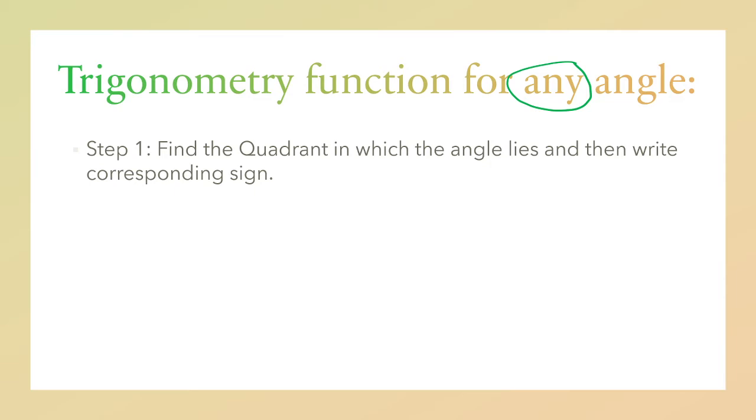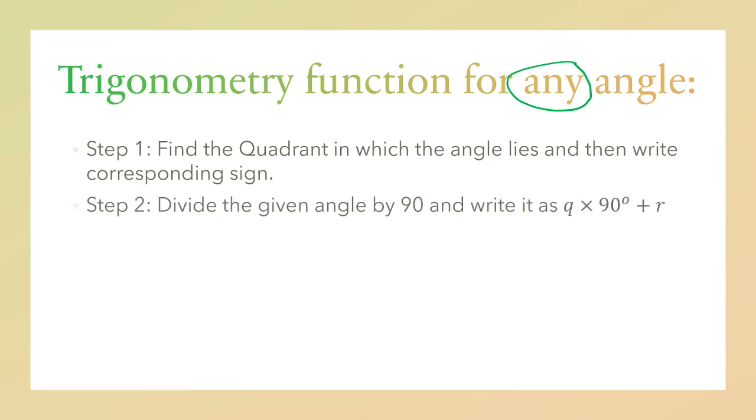That means actually in the previous examples we did the same. We found out the sign of that trigonometric function at that angle, right? So whenever you want to find out the value, the first thing is to find out the sign based on the quadrant of the angle wherever it lies, right? The next step would be to divide the angle by 90 degree and write it in the form of quotient times 90 degree plus r.